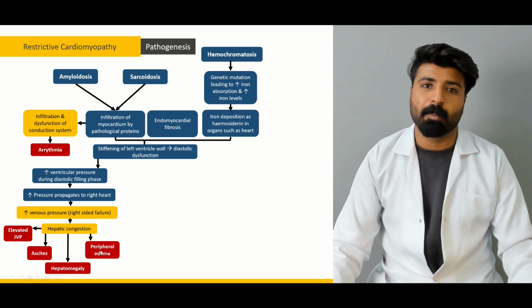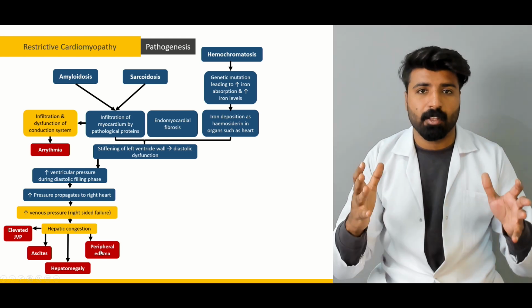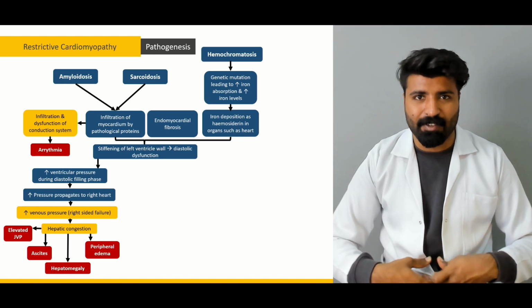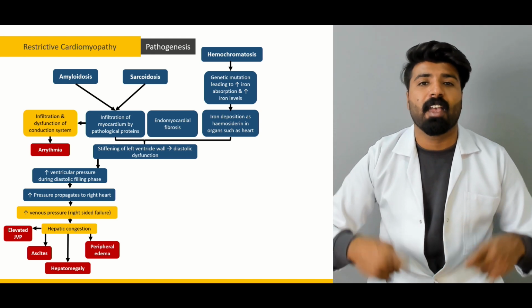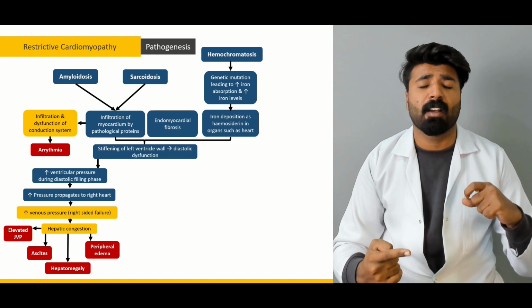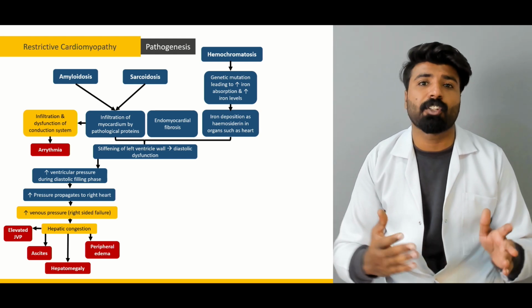And next we have peripheral edema. I just told you that when that fluid leaves the vessels inside the abdomen, it will lead to ascites. And when that fluid leaves the vessels in the peripheral areas, it will lead to peripheral edema.